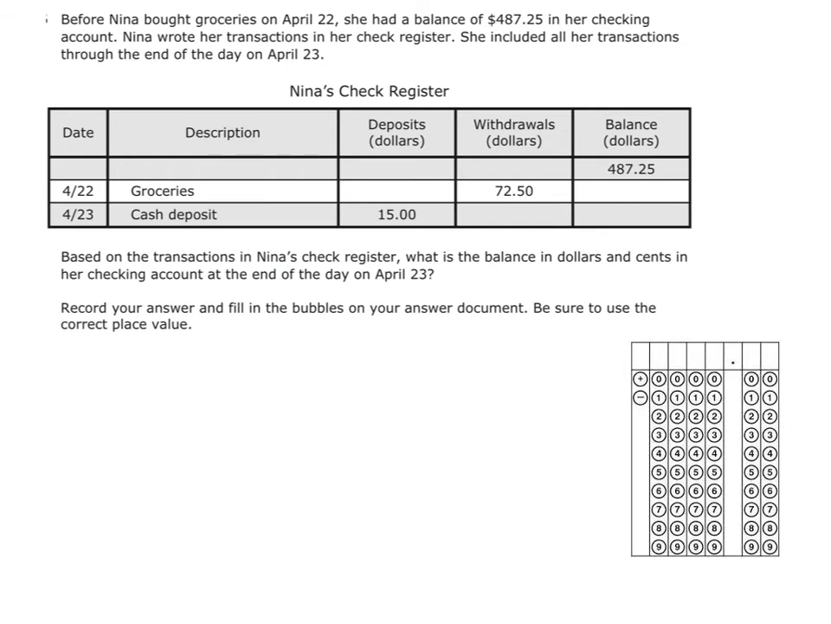Okay, this is a gridded item from last year's STAAR test. I just wanted to go over it to make sure you understood how the gridded item works. Before Nina bought groceries on April 22nd, she had a balance of $487.25. A balance means that's the money she has in her checking account. Nina wrote her transactions in her check register. She included all her transactions through the end of the day, April 23rd. Based on the transactions in Nina's check register, what is the balance in dollars and cents in her checking account at the end of the day on April 23rd?